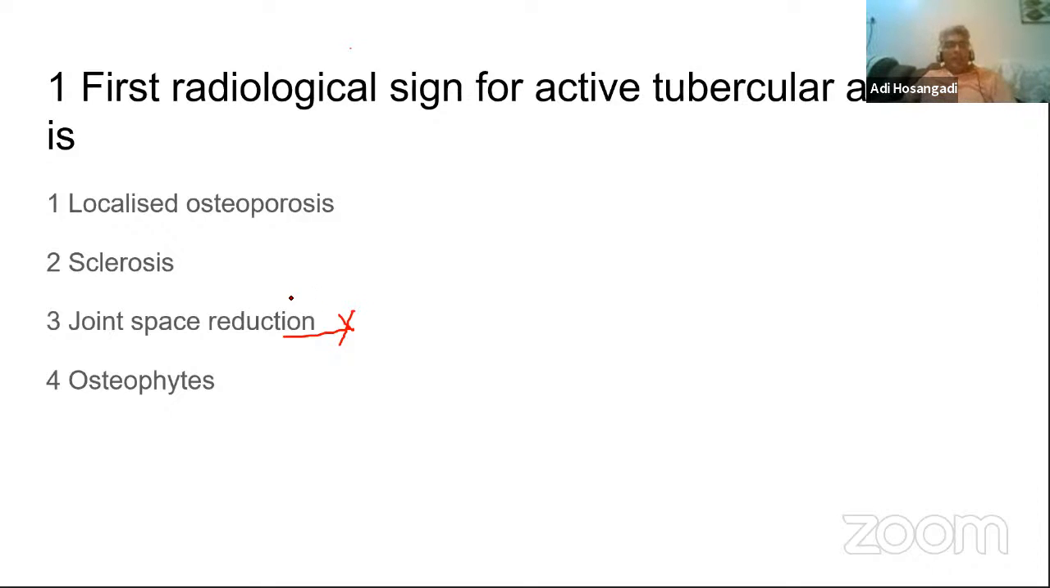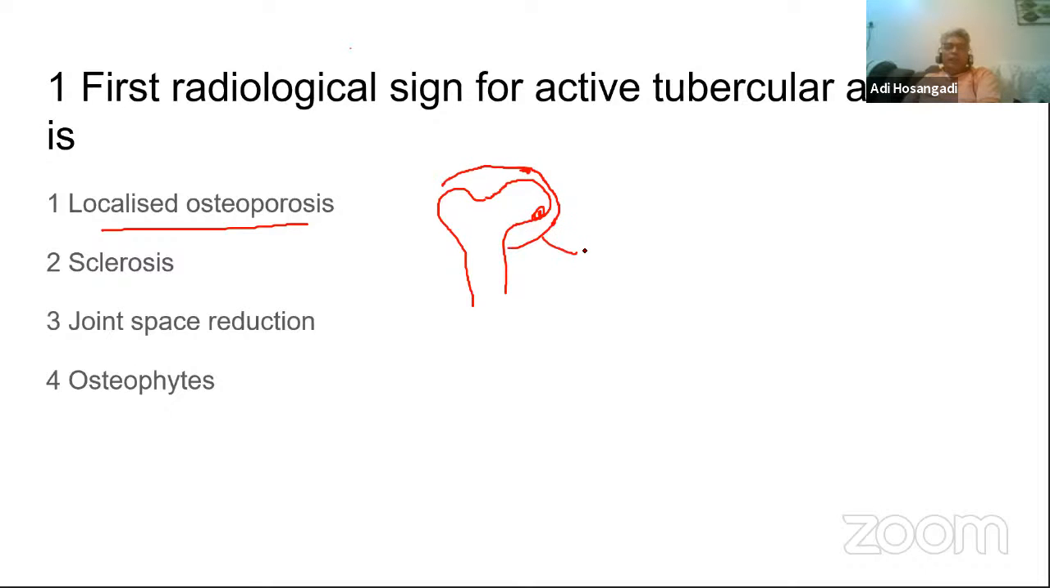So the answer is localized osteoporosis. Please remember, whenever I talk currently, it is only about the TB hip; then we'll come to the other joints. Whenever there is a starting of tuberculosis, especially in the synovium or in Babcock's triangle, there is intense, severe inflammation. So with severe inflammation, what happens?